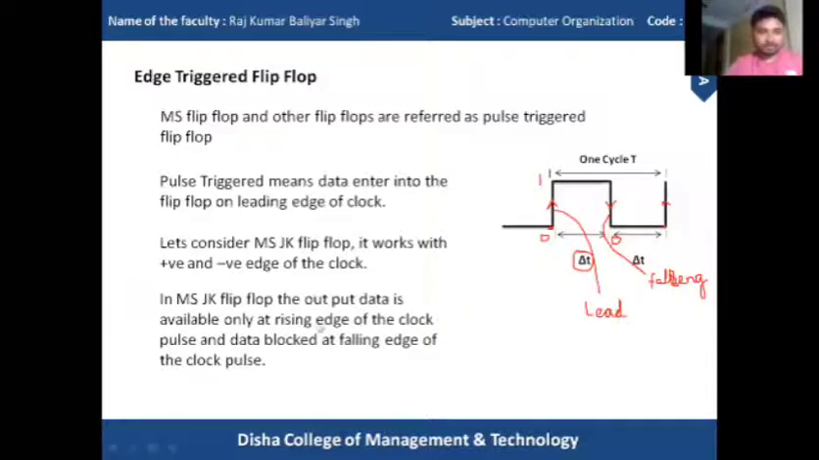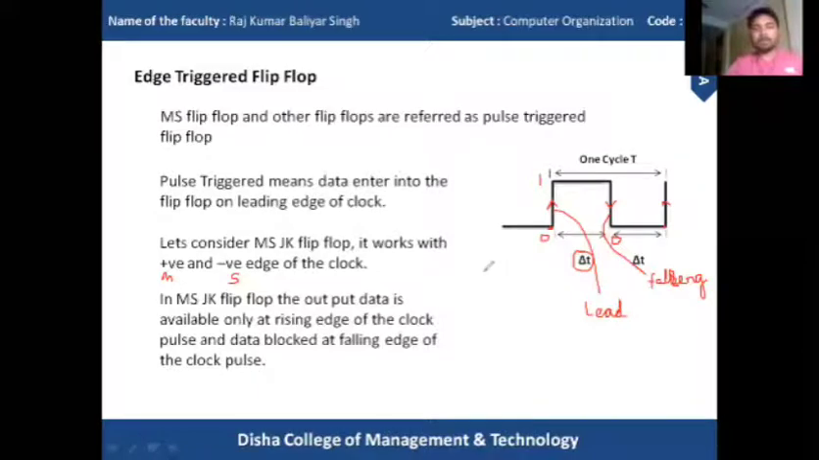And in the last slide, we just discussed the positive edge, when the master will work. At the negative edge, the slave will work. So in the master slave JK flip flop, the output is available only on the rising edge of the clock cycle.